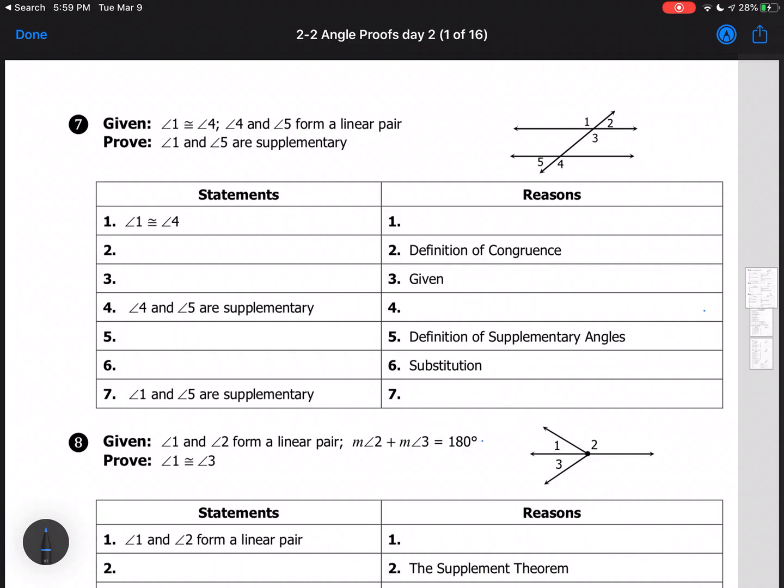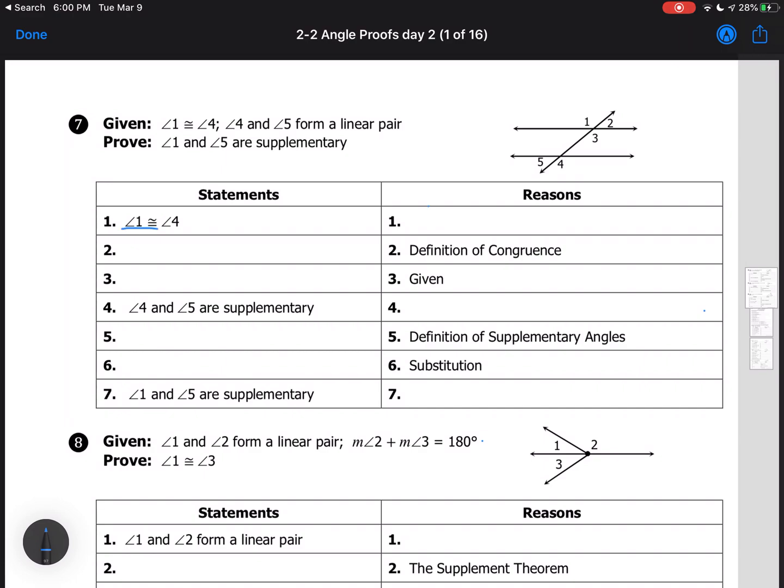Angle 1 is congruent to angle 4. Angle 4 and angle 5 form a linear pair, and we need to prove that angles 1 and 5 are supplementary. We're given some of our statements and some of our reasons. So first statement here, we have angle 1 is congruent to angle 4.